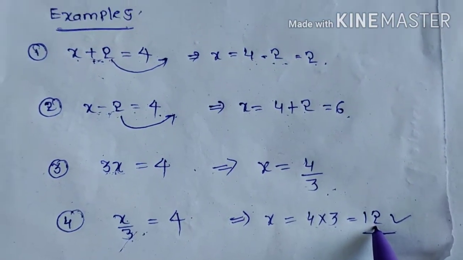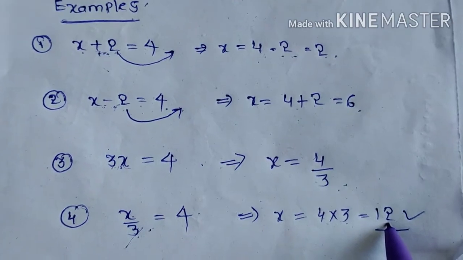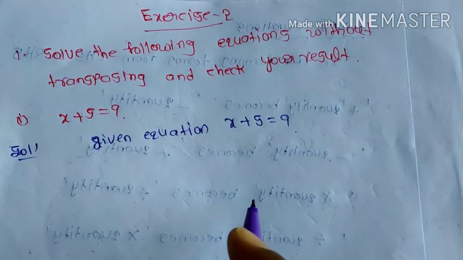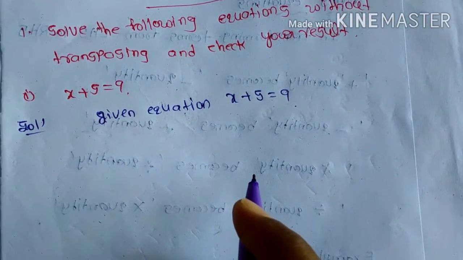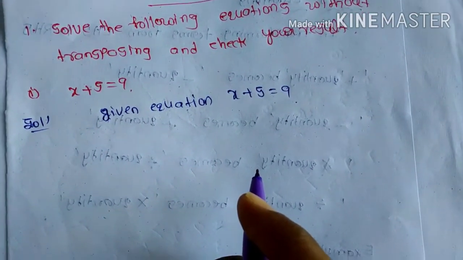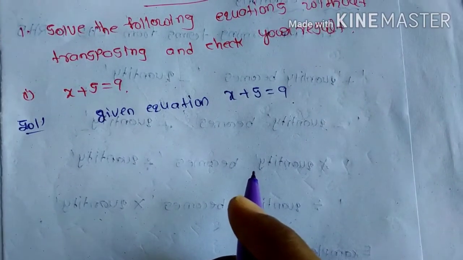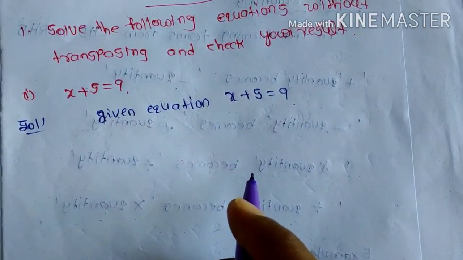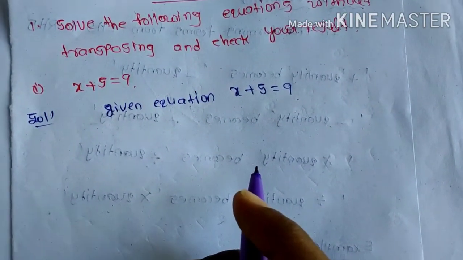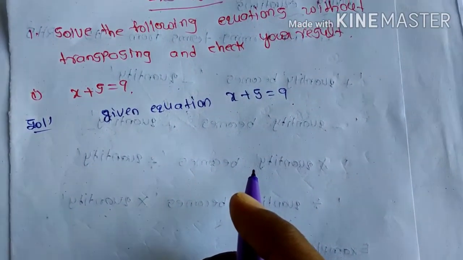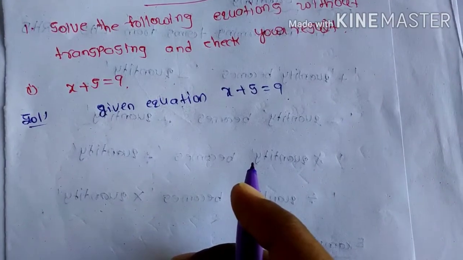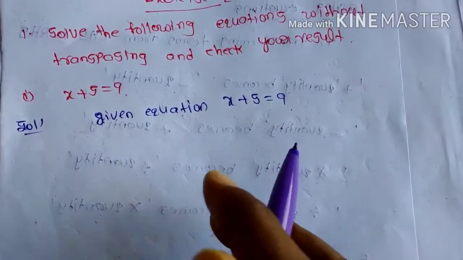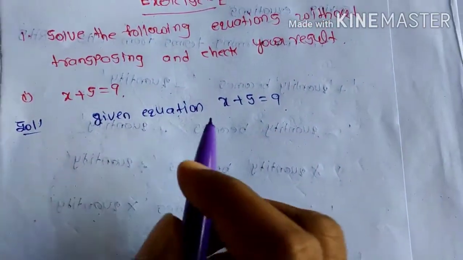We can do this in detail in the exercise problems. See here, exercise 3.2, question number 1. Solve the following equations without transposing and check your result. First of all, see here, x plus 5 is equal to 9. Already we have learned this kind of problems with the trial and error method in the previous exercise problems. Here we are using the method without transposing.